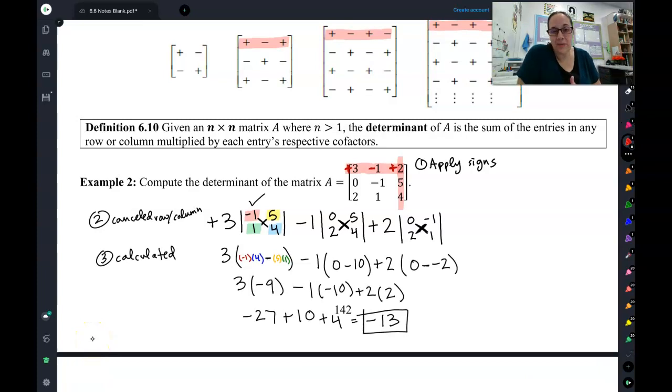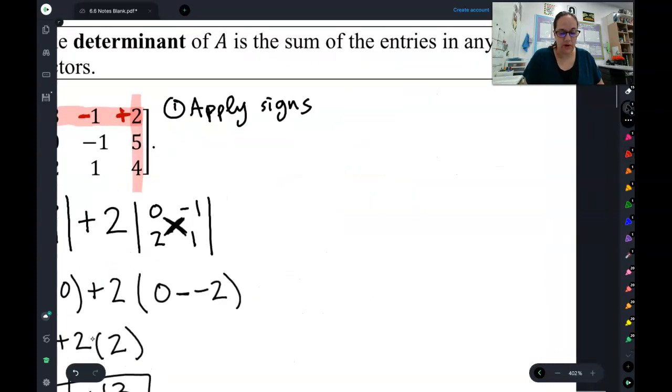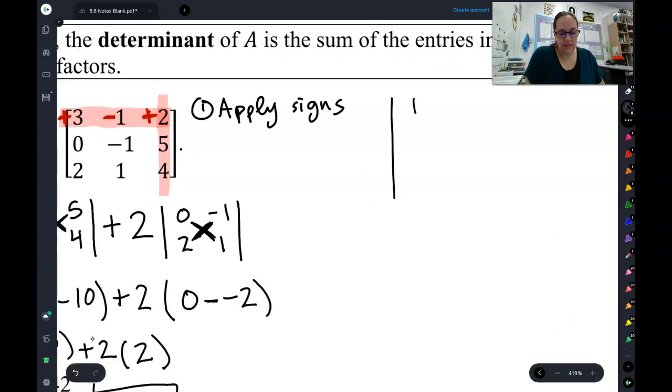Now you can see how this process gets a little more complicated with a 4 by 4. Let me show you real quick right here. Let's say I have a 4 by 4.